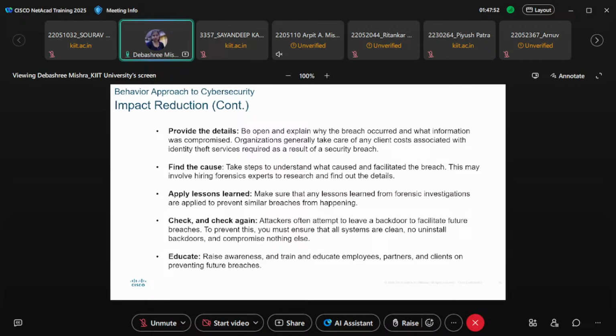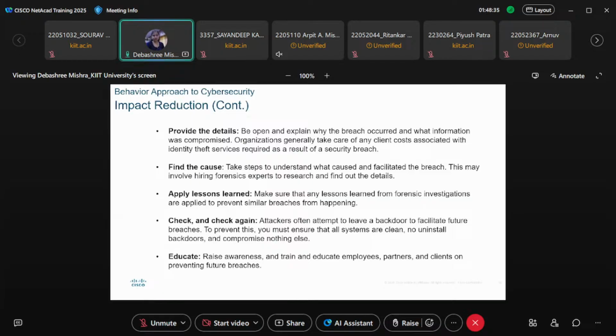By this you need to learn from the forensic investigators what things need to be applied so that a similar breach does not happen. When we are talking about learning, we again need to improve that information by getting trained in cyber security. Continuous training should happen. The next is check and check again. Every time you need to check for backdoors, so that you can prevent compromises that have already been done.